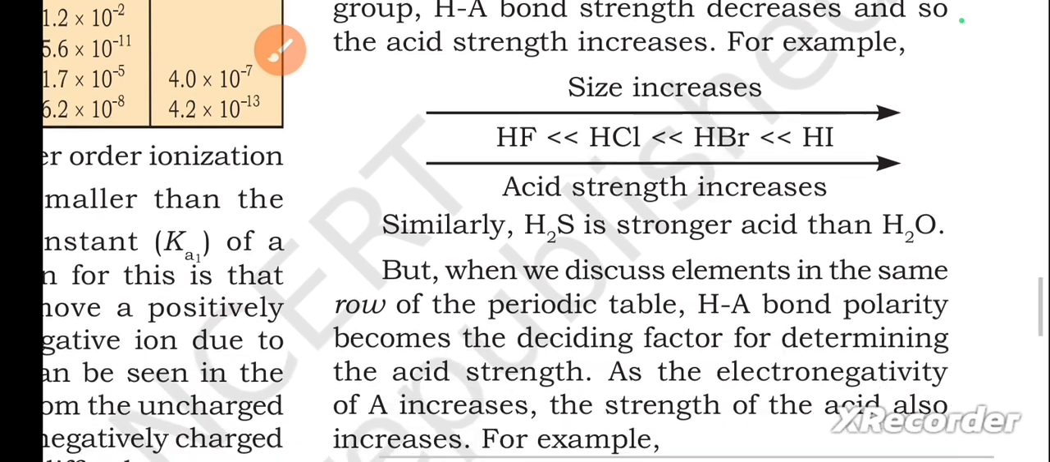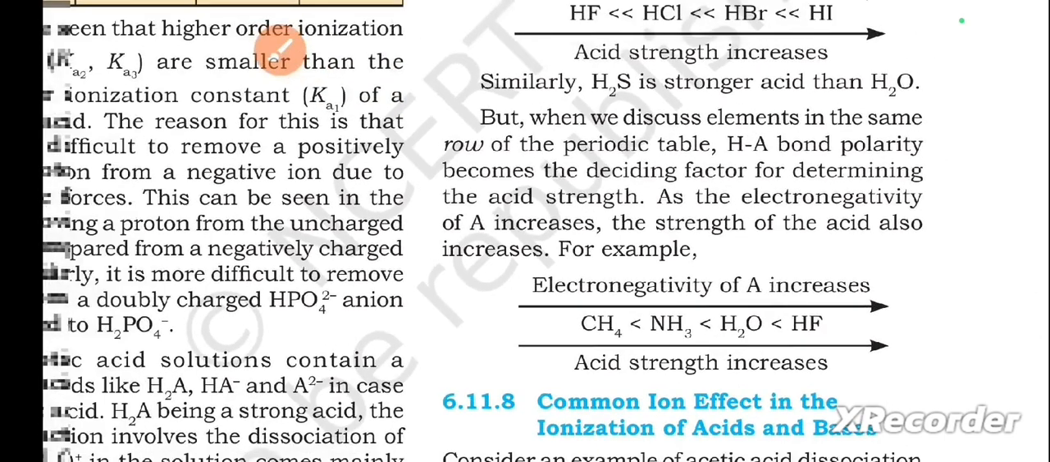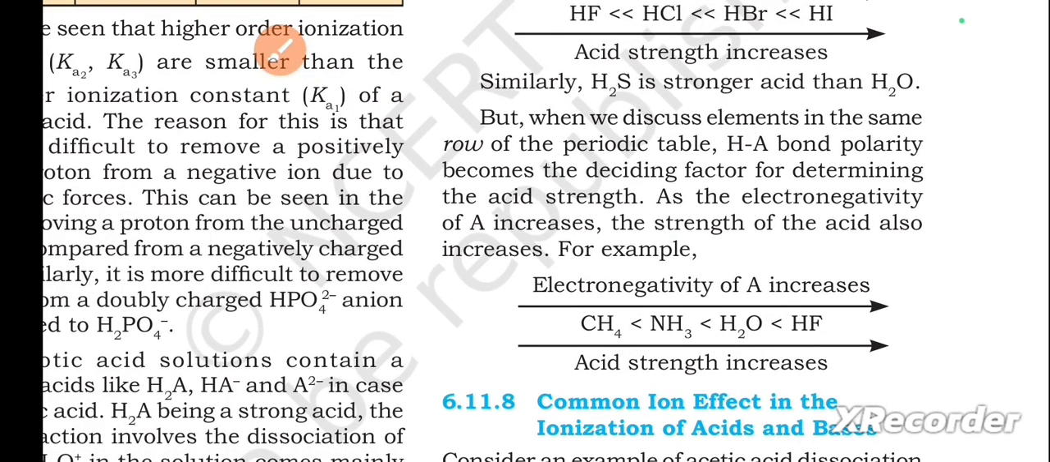As the size of A increases down the group, H-A bond strength decreases and so the acid strength increases. For example, H2S is a stronger acid than H2O. But when we discuss elements in the same row of the periodic table, H-A bond polarity becomes the deciding factor for determining the acid strength. As the electronegativity of A increases, the strength of the acid also increases.